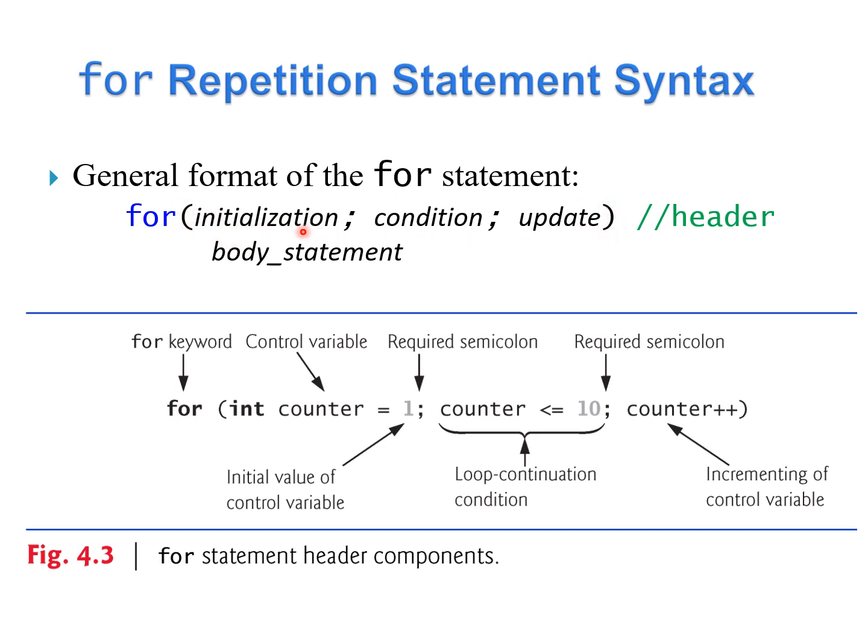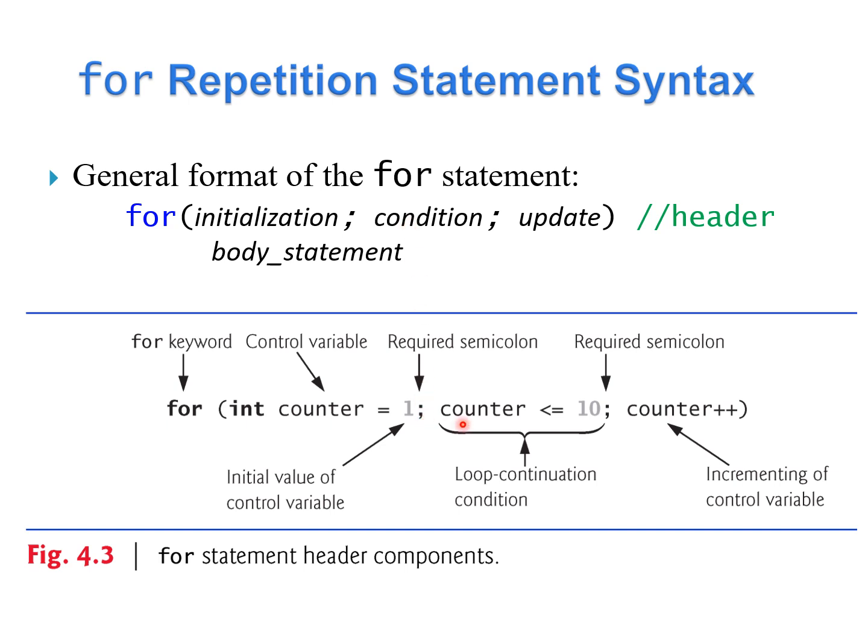The first component in the header is the initialization, which typically initializes the loop's control variables and optionally declares the control variable. The initialization in this example both declares the control variable counter to be of type int and initializes it to value 1. The second component is the loop continuation condition, which determines whether the loop should continue executing.